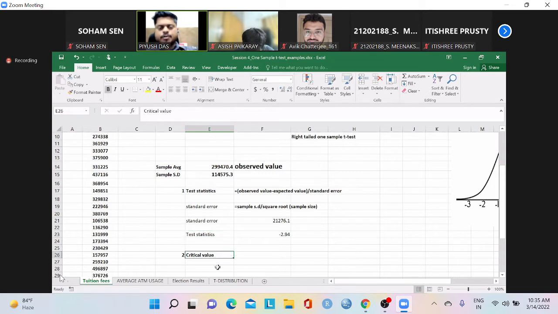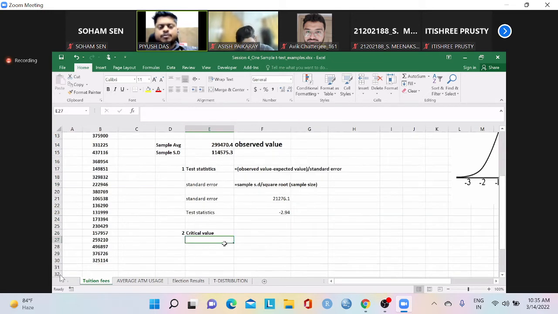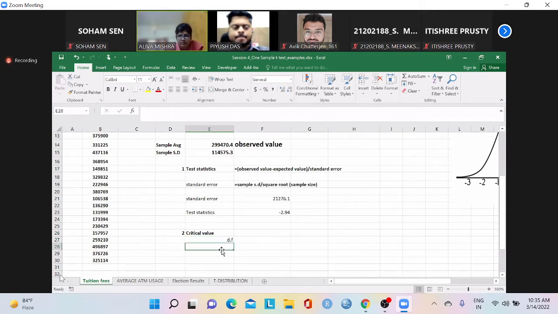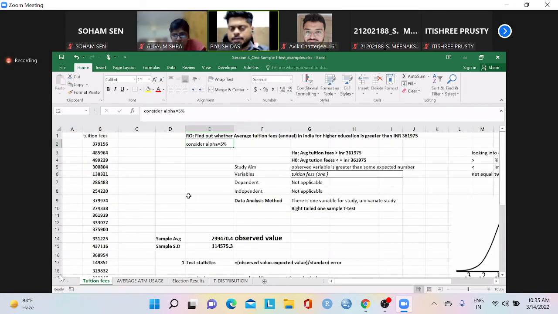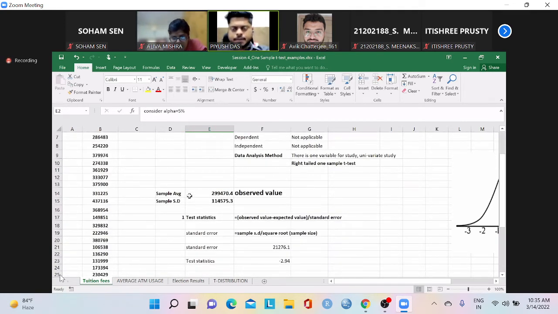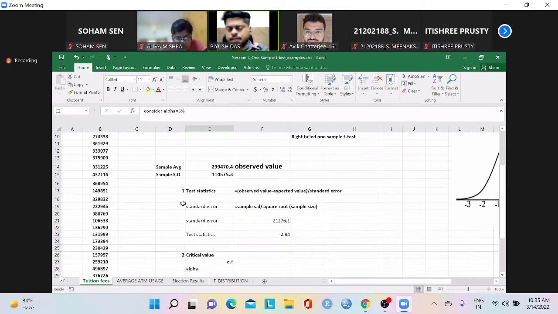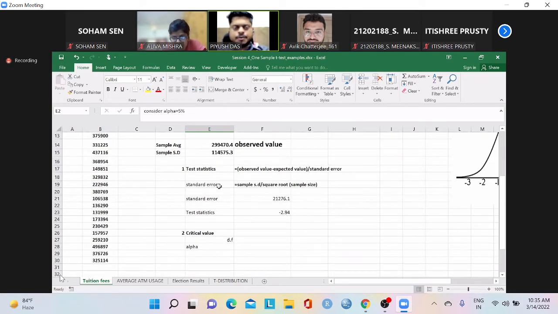Next is my critical value, right? To find the critical value, I need two pieces of information. One is degrees of freedom. Second, what else is required to find the critical value? Alpha. Alpha, right? If you remember, it was given, consider alpha is 5%. If it's not given also, you can take 5%. If you want to take something else, please do mention that in your paper, right? 5%.